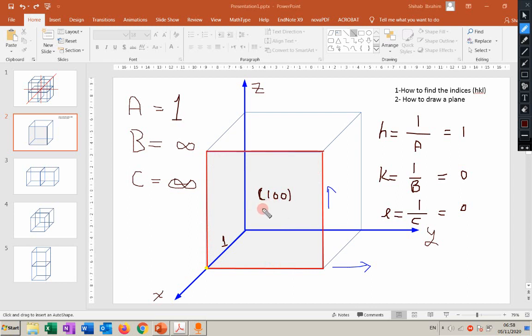This is how we represent plane Miller indices. First, we find the relation between the plane and the axes. By relation we mean the intersection. Is the plane going to intersect the axes? If they intersect, we need the value. If it does not intersect, which means parallel, it will be infinity. Now, let's solve another example here.